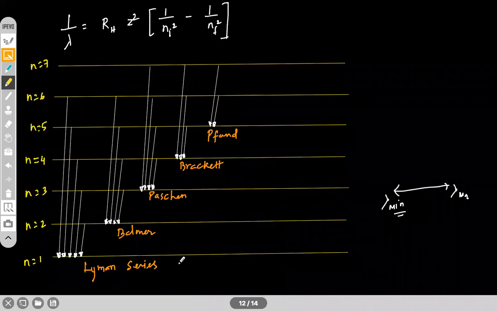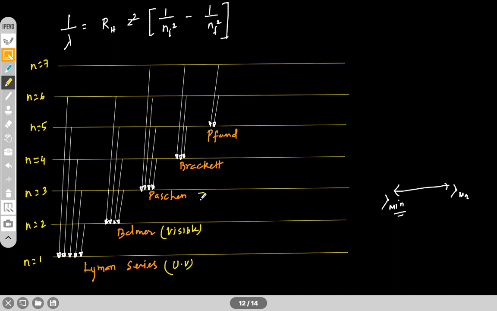For Lyman, you'll get the ultraviolet UV region. Balmer, you'll get the visible region. Paschen, Brackett, and Pfund, you'll get infrared. All these things you write down. If they ask any question, you can use that formula of 1 by lambda and you can find out the possible value.